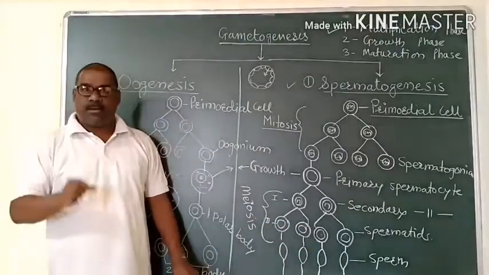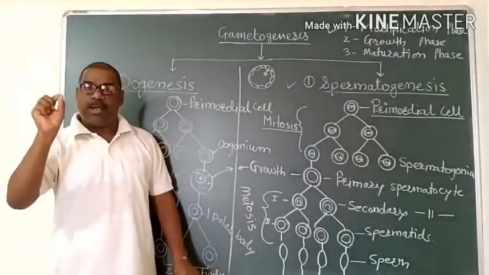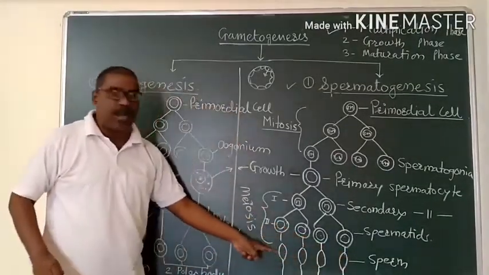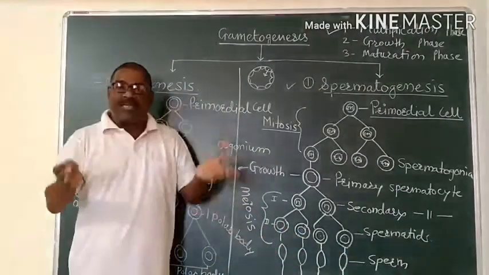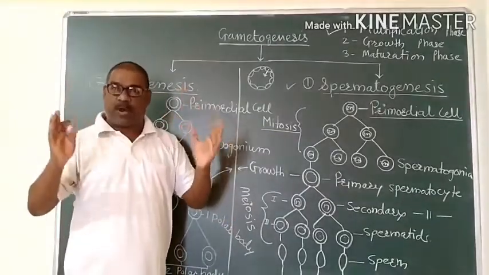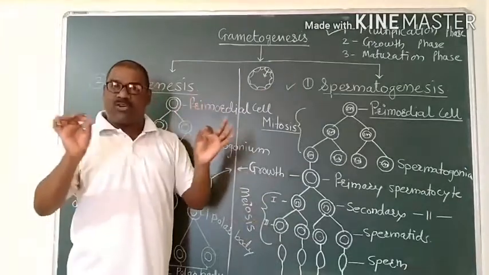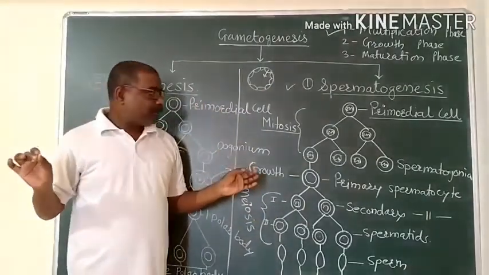These sperms are called a haploid male gamete. त्यांना आपण काय म्हणतो? हॅप्लॉइड मेल गॅमेट. अशा पद्धतीनं स्पर्मचं प्रोडक्शन होतं. या प्रक्रियेला आपण स्पर्मॅटोजेनेसिस असं म्हणतो.